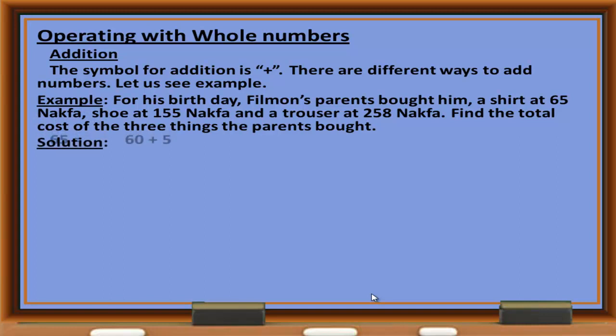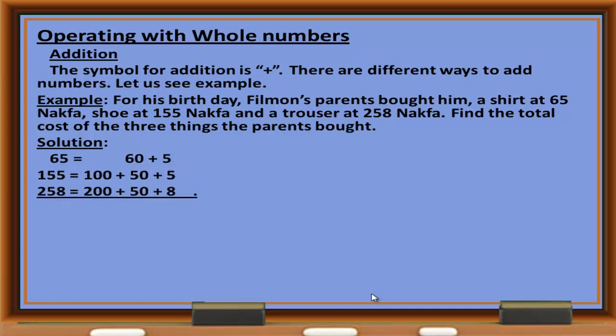Solution. For Philemon's birthday, his parents bought a shirt at 65 nafa, that is, in expanded form 60 plus 5. They bought a shoe at 155 nafa, that is, in expanded form 100 plus 50 plus 5. They bought a trouser at 258 nafa, that is, in expanded form 200 plus 50 plus 8. Now we can add the numbers.